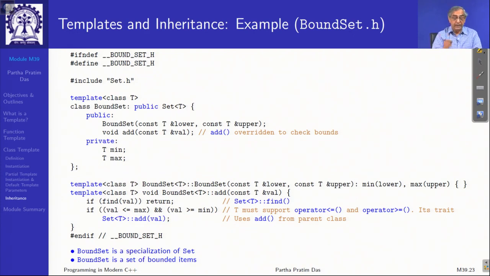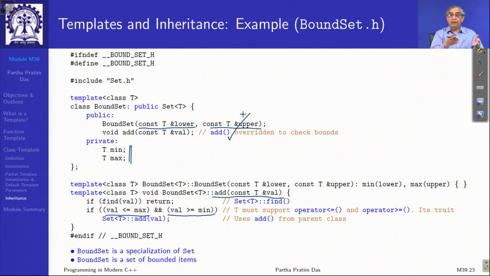So, I call it the bounded set. In the bounded set I have two bounds, lower and upper. Every element has to be in between them, and certainly I will not allow any element which is outside of it. So, if I want to add an element, I have to check whether the bounds given here are satisfied. That is, the value must be less than or equal to the max and greater than or equal to the min, only then the add is enough. So, I need to override the add for the set class.